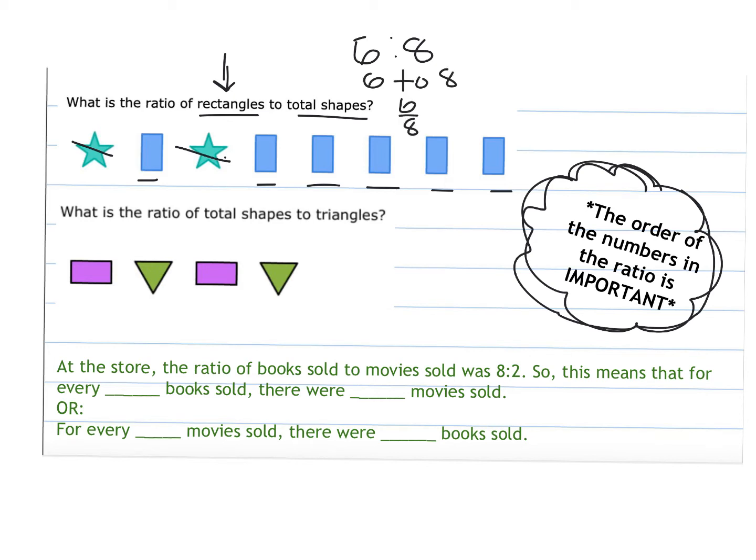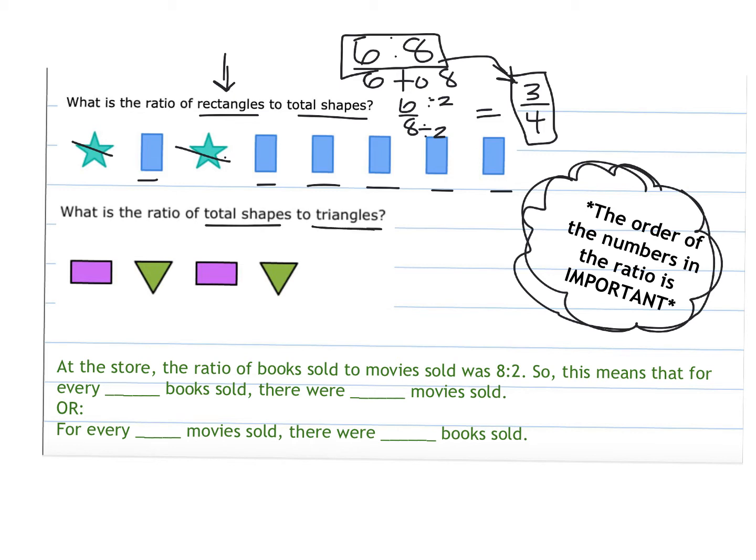And then we write it in simplest form. I know that they both can be divided by 2. So then it would be the same as 3 to 4. So for every 6 rectangles, there are 8 total shapes, which is the same as for every 3 rectangles, there are 4 total shapes. What is the ratio of total shapes to triangles?